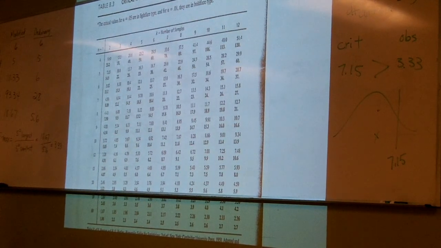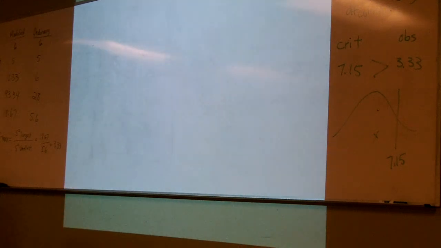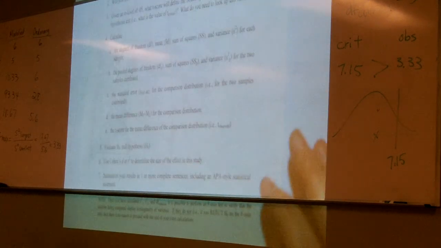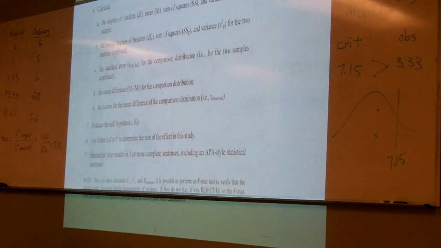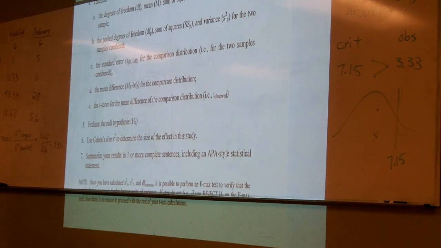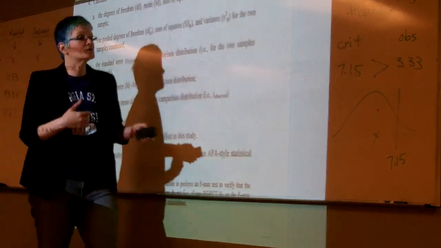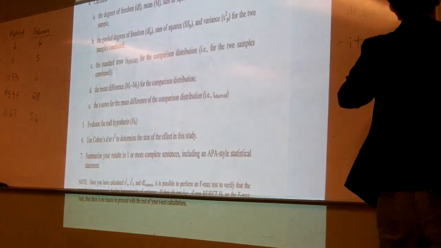All right. So let's come back to our problem now that we know we can proceed with confidence. Zoom in a little bit. Okay. Now, it says we need to calculate pooled degrees of freedom, pooled sum of squares, and pooled sample variance. When we say pooled, we mean for our two samples combined together.